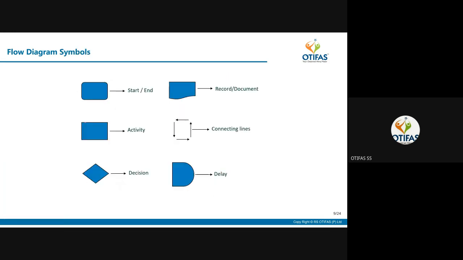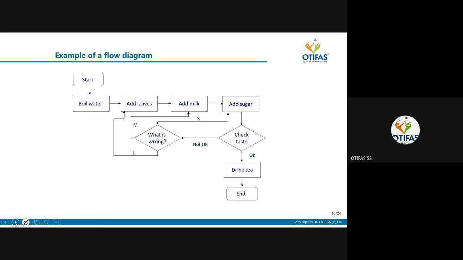Then, these are certain symbols used for flow diagrams. A rounded rectangle is used for start and end. Then this is used for activity. Then this is used for decision, delay, connecting lines, etc. These are the minimum required flow diagram symbols. For example, let's draw a process flow diagram for making tea. Now, what is the first thing?